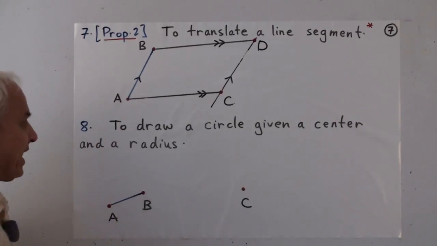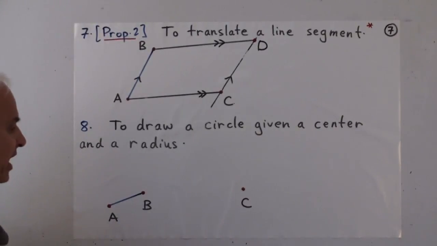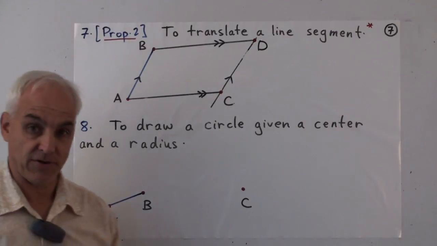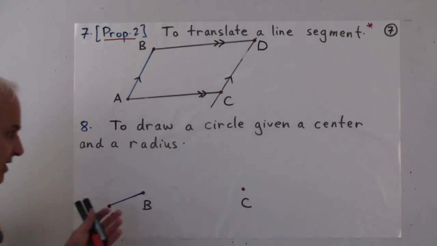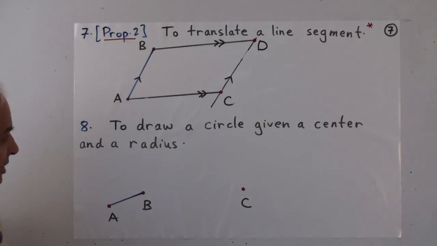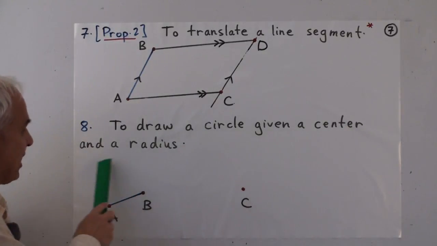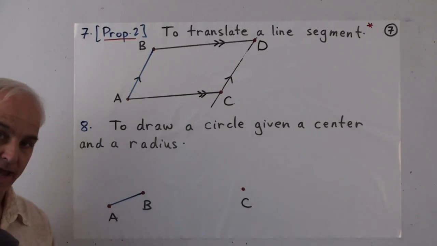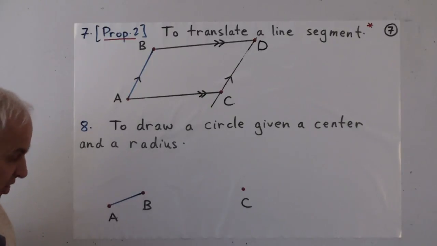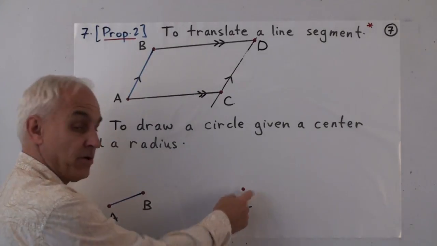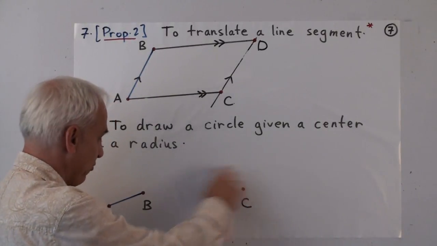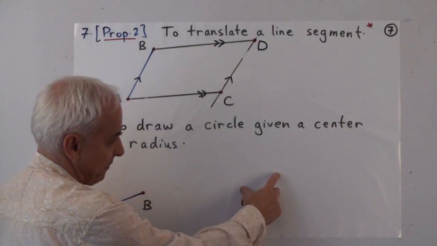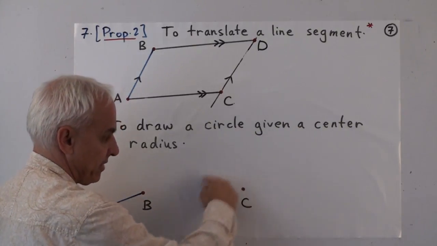All right, now problem 8, which doesn't have a direct analog in Euclid's work, but it's an important construction, so I feel it's important to identify it, certainly in the spirit of Euclid, is to draw a circle given a center and a radius. So the situation is we have some segment over here, AB, and we would like to draw a circle centered at C, which has the same radius as AB. So it should be roughly about like this, circle about that size.